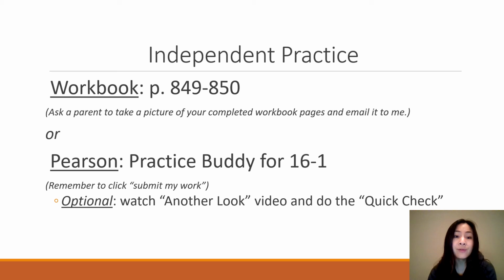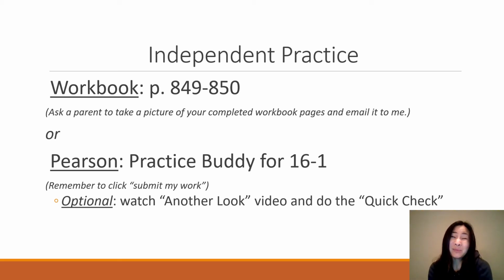So in the workbook, you'll do the rest of page 849 and 850. When you're finished, have a parent take a picture of both pages and they can attach them to an email message to me and send it that way. Or you can have them open up a new message in Schoology and attach it that way. Either way is fine with me.